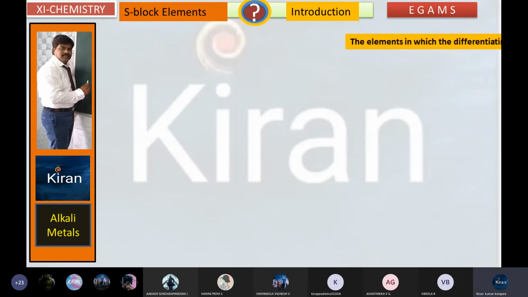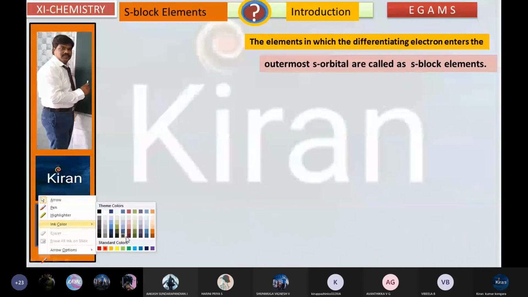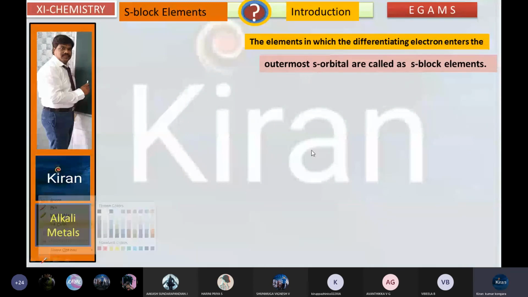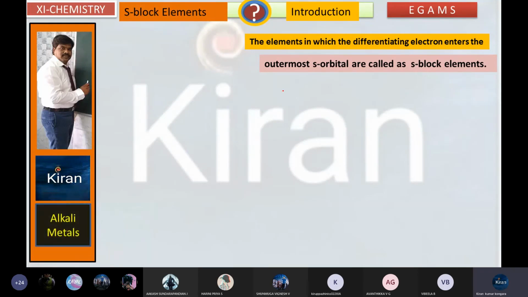The elements in which the differentiating electron enters the s orbital are known as s block elements. Consider the s block elements, for example, sodium atom. Its atomic number is 11. Electronic configuration is 1s2, 2s2, 2p6, 3s1.